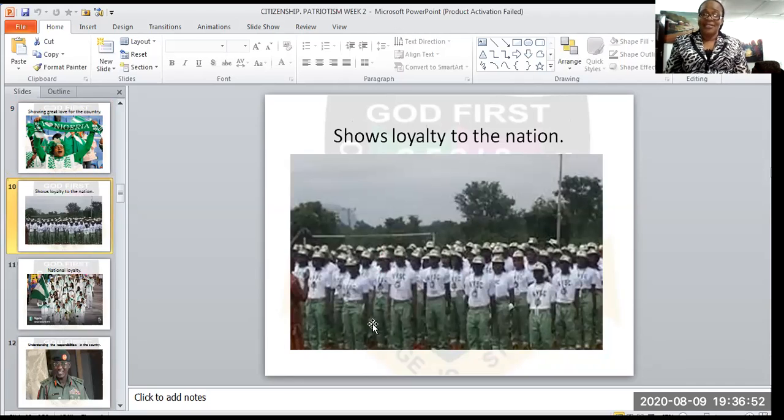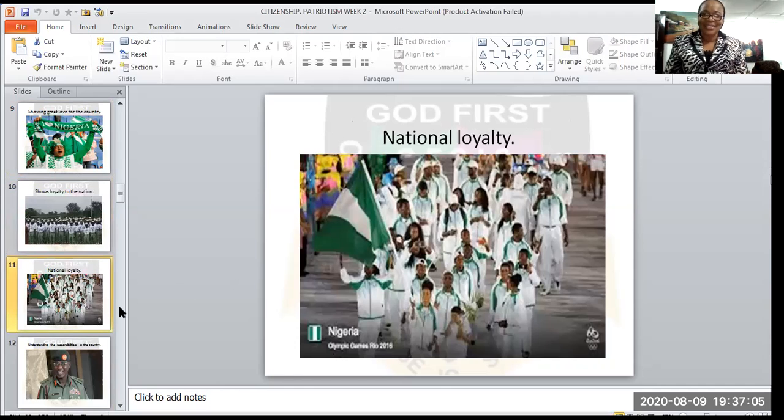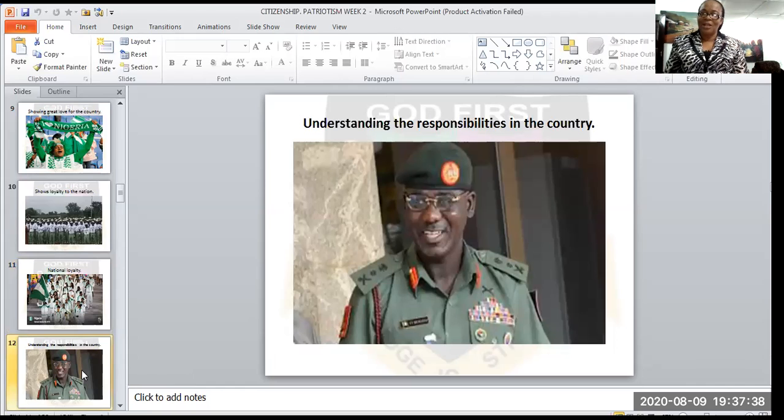Like the youth corpers, it is loyalty to the nation. They have to maintain standards of the nation. We have athletes, national loyalty. When the nation is represented by a group of people to ensure victory, it is national loyalty. When the people go out of their way in groups to support Nigeria, to defend Nigeria, to enhance the development of Nigeria, we are talking about national loyalty.